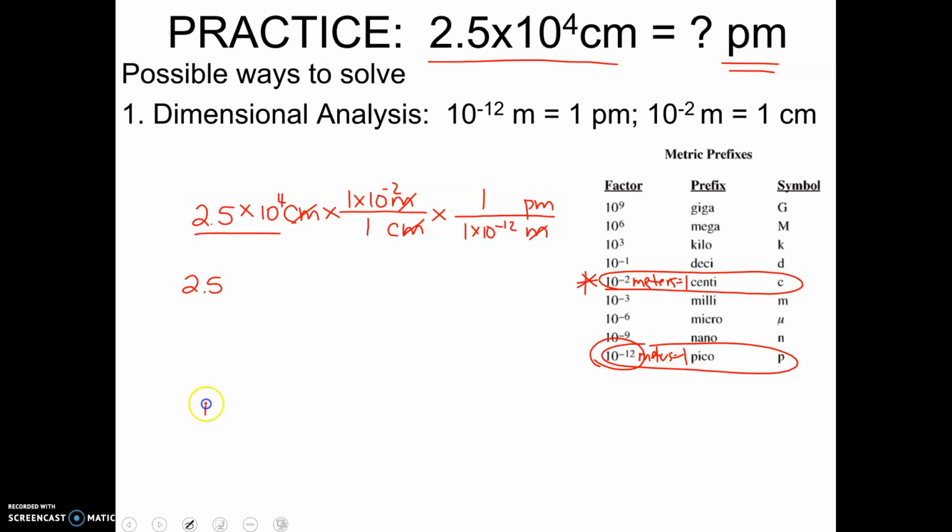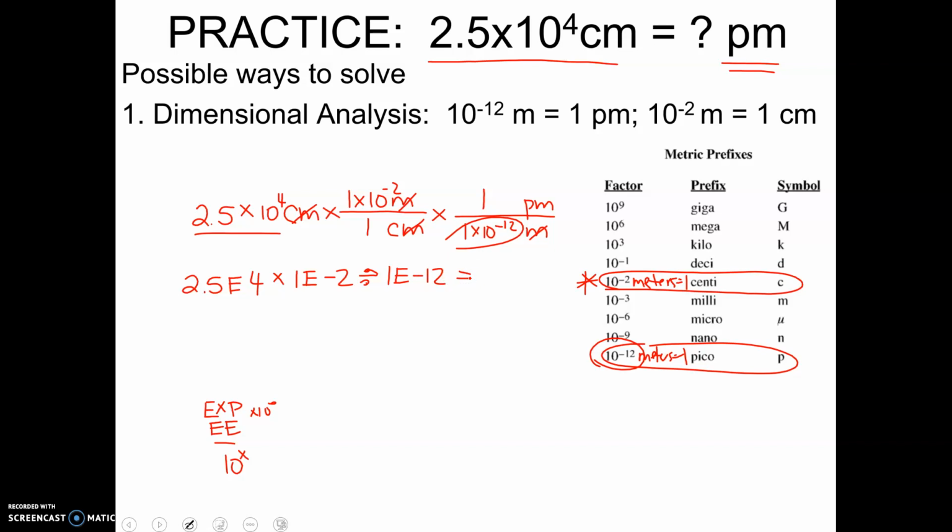Now, if you know how to use your calculator, it probably has an EXP button, or if you have a graphing calculator, it's second function double E, or maybe you have something that says 10 to the X. If you have one of those buttons, the shortest way to do this is to do 2.5, hit that magic button, 4. That basically means times 10 to the, and then you just put in the exponent. Times 1, hit that E button, negative 2, that's the negative sign, not minus, and then divided by, because this is on the bottom, 1e negative 12. And that should give you the right answer.